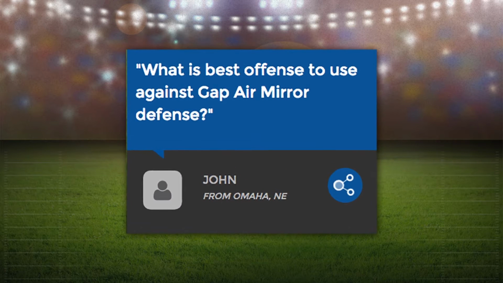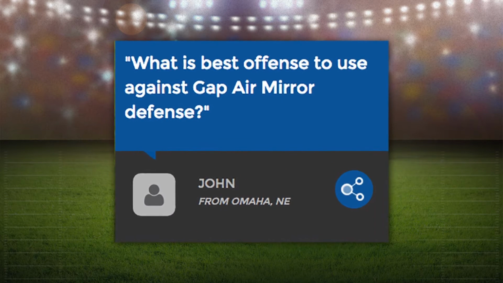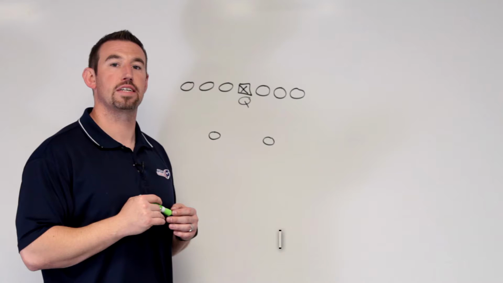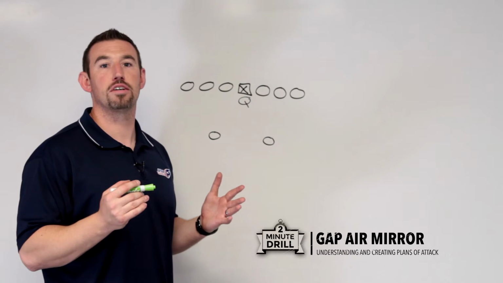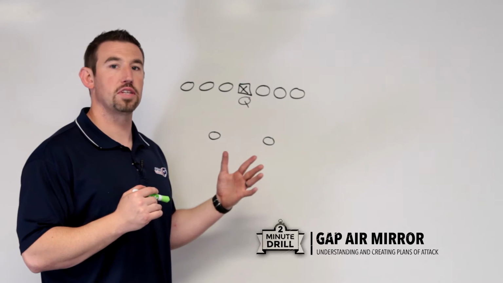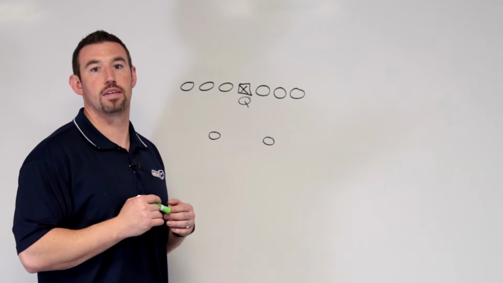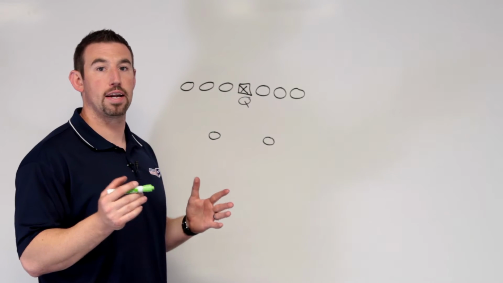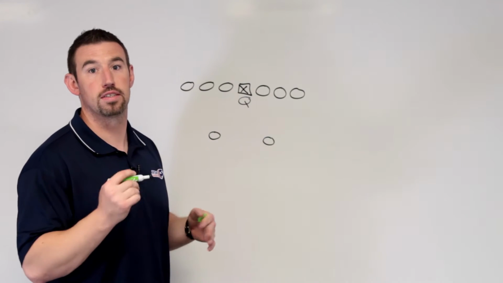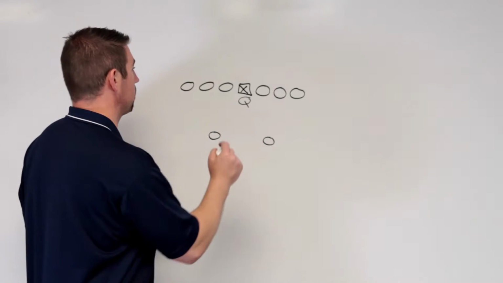This week's question is how to play offense against the gap air mirror defense. In order to be able to effectively attack any defense, we need to understand what they're trying to do to us. So let's look at the gap air mirror defense. The gap air mirror defense is predicated on 4 interior penetrations in the gap, hence the name.